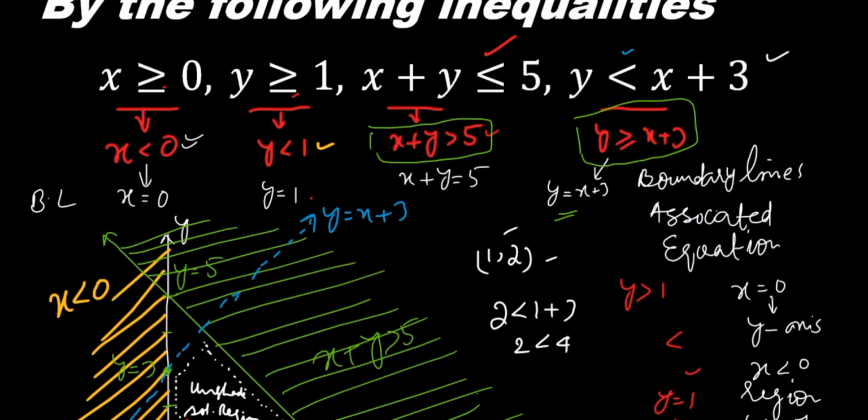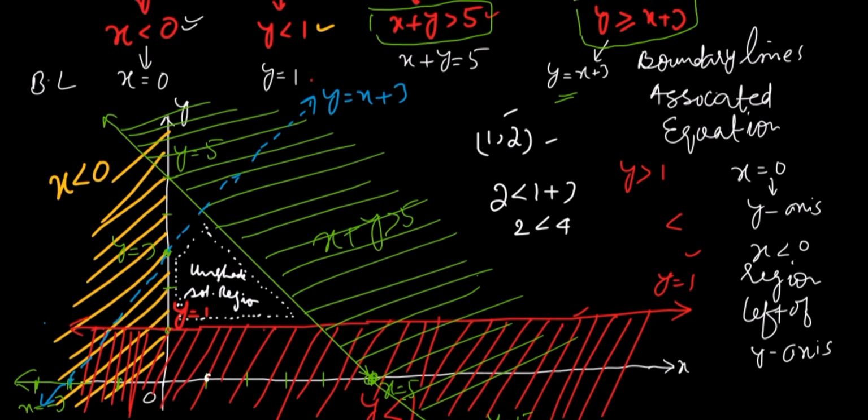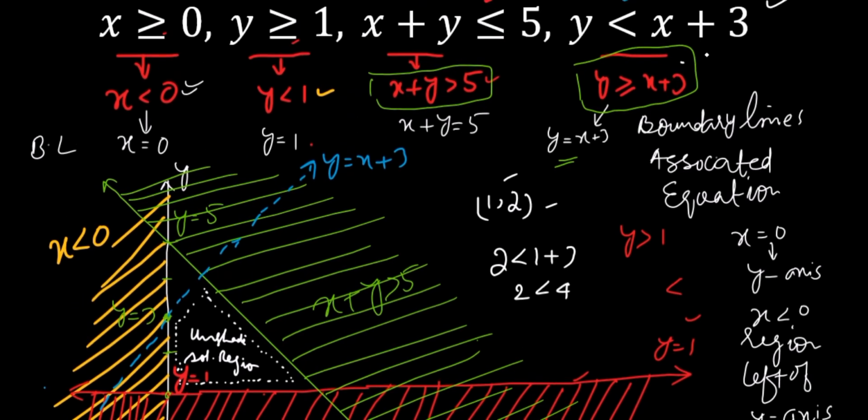And one of the important points that I have forgotten here: what is the shaded region for this inequality y greater than x plus 3? So y greater than x plus 3 is actually this region. This shaded region shows the graph of y greater than or equal to x plus 3.